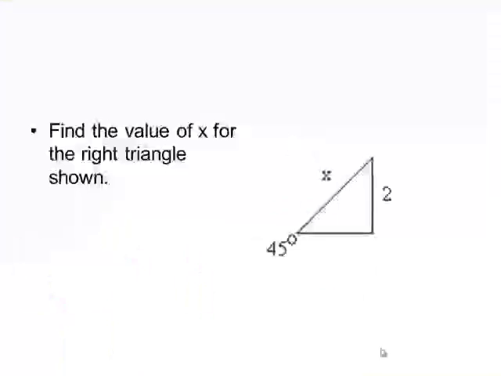The other special relationship is the 45, 45, 90. In the 45, 45, 90, both of the legs have the same length, so both of the legs would be 2, and what's the relationship to the hypotenuse? Times the square root of 2, so 2 square roots of 2. Again, if you were given the hypotenuse and needed to work back to a leg, you would divide by the square root of 2, because that's the opposite of multiplying by a square root of 2.